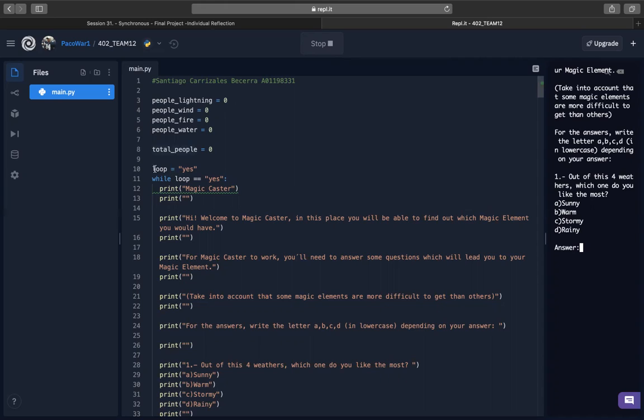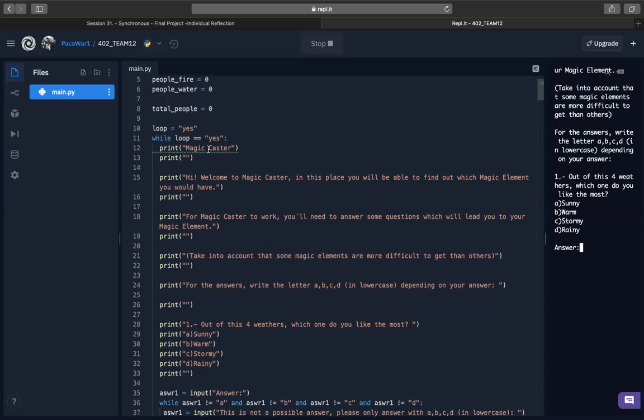Well, first, it is a huge loop that will help the person answering to replay the poll as many times as he wants, which will also help to find the percentages of the total people that played the poll and how many of them got a certain type of magic. So here are some variables that start with the people and the type of magic element they get. It all starts with zero, and the total people also starts with zero. And this will be used later with the percentages.